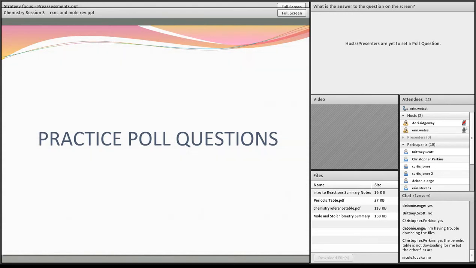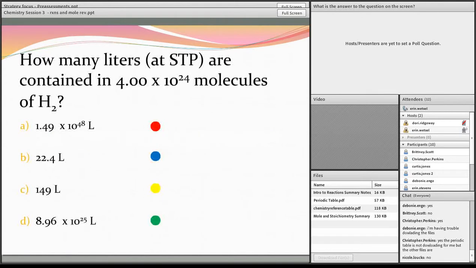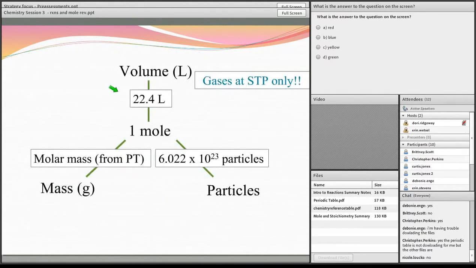So before you start punching away there, we're asked how many liters at STP are contained in 4 times 10 to the 24th molecules of H2. So we're going from molecules to liters. So let's look at our mole roadmap. We're starting with a particle, and we're trying to go to volume. So think about your fractions. We're going to have 2 fractions, particles to moles, and then to volume. So start thinking about that.